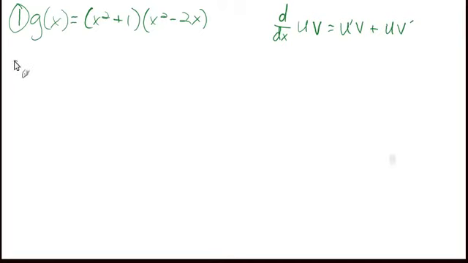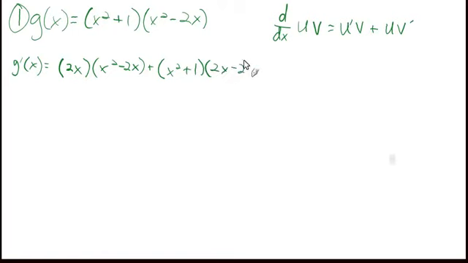So let's try finding g prime of x. Following this, we have the derivative of the first one. I'll just put that in parentheses. That's 2x plus 0, so just 2x, times the second one, just left alone, plus the first one left alone, x squared plus 1, times the derivative of the second one. That's 2x minus 2. Okay?